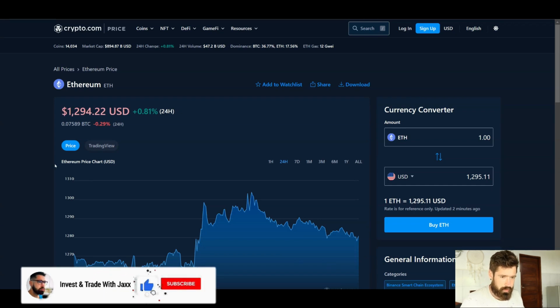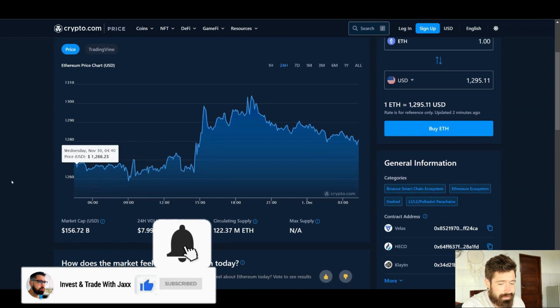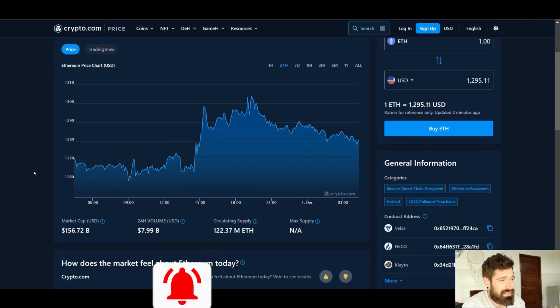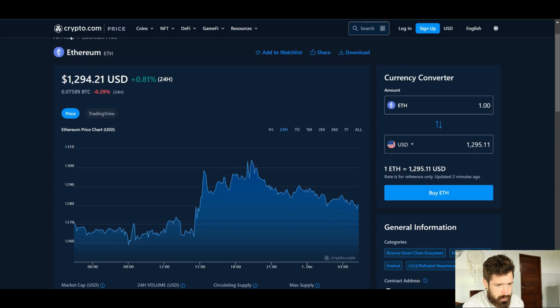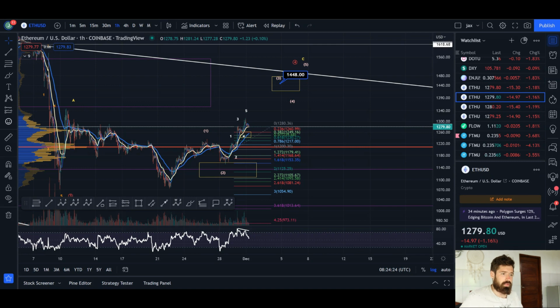Going to go over the price of Ethereum, currently sitting at 1294, up 0.8% on the day. Seeing a market cap of 156 billion and 24-hour volume of 7.99 billion. Let's hop into the charts. I'm going to start here on the 1 hour time frame.